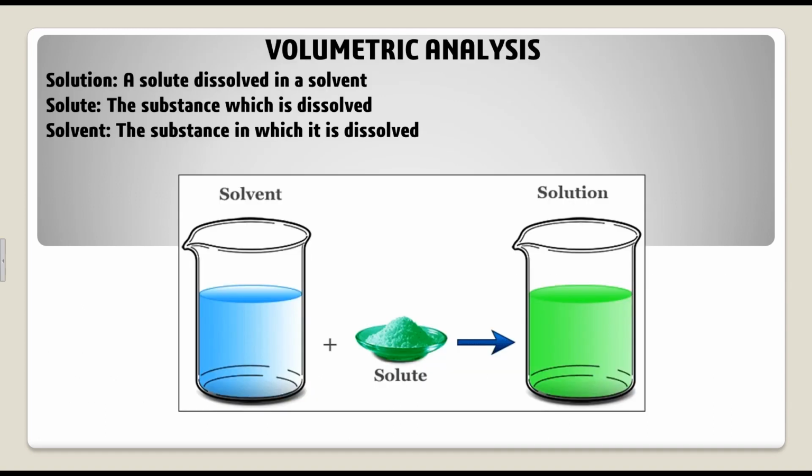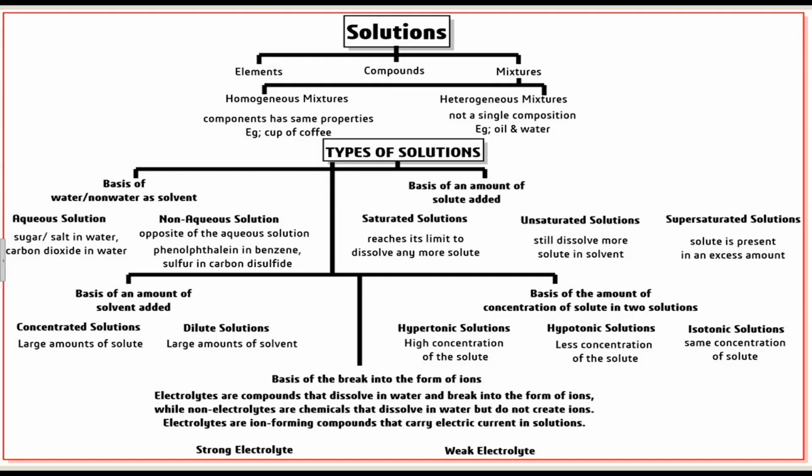Now, you need to know what a solution is. A solute dissolved in a solvent. What is solute? The substance which is dissolved. What is solvent? The substance in which it is dissolved. You can see the figure here. Solvent, solute. When mixed together, we will get the solution. The solution might be homogeneous or heterogeneous. That we'll see in detail about the solution.